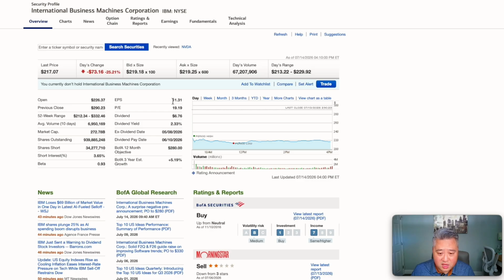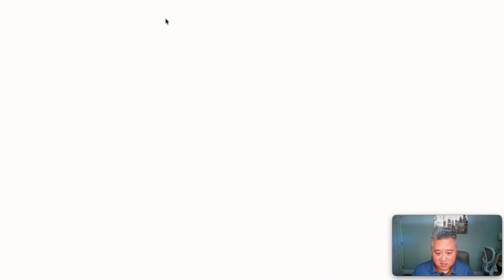So again, when I look at these numbers, I focus on EPS and PE ratio. I look at beta, surprisingly. I'm not going to go too deep into that, but that does give you an indication of the overall volatility. But let's focus again on EPS and PE ratio, and to do that, let's deep dive into IBM's earnings.